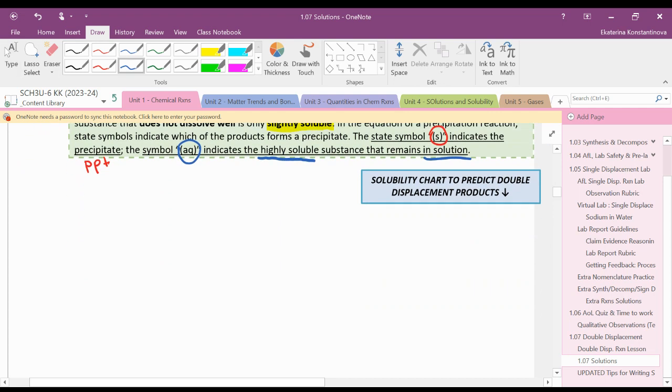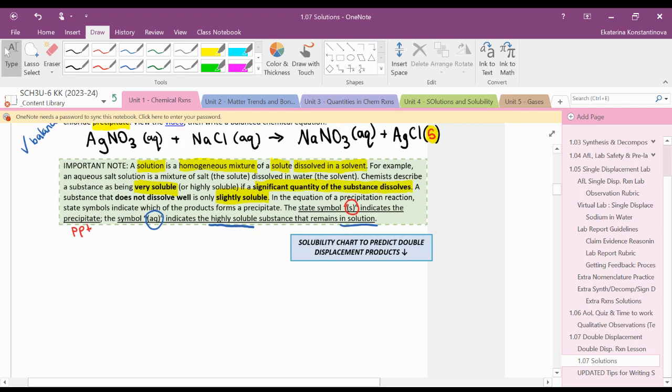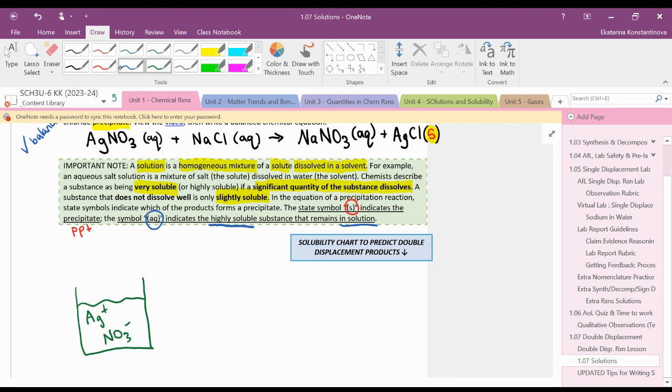I'm going to draw this out visually to help you see what happens. Here's my beaker of silver nitrate. It's aqueous, so you have ions floating in solution. Then I also have a beaker, or maybe a dropper bottle, of NaCl if I were to do this in a lab. So we have these ions floating in solution because it's dissolved in water. They are aqueous.